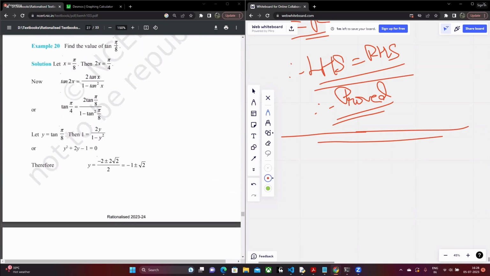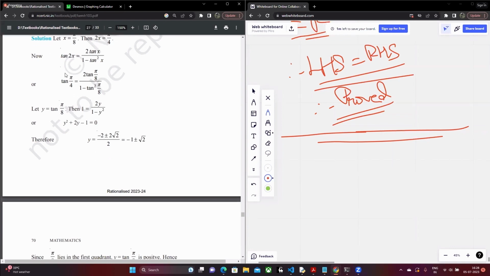Look at this. I told you before about pi by 8, that is 22.5 degrees. What I've done is taking x to be pi by 8, then 2x is going to be pi by 4. So they have applied the tan 2x formula from which they have gotten this tan of pi by 8 out, right? This is a basic substitution of variable, and then they have substituted the value for tan pi by 4. They have used y over here. Convert this to a quadratic expression. And then you solve the quadratic, you get this formula.